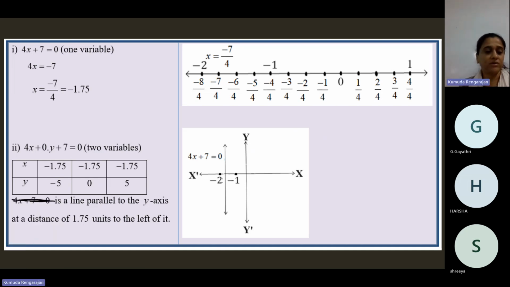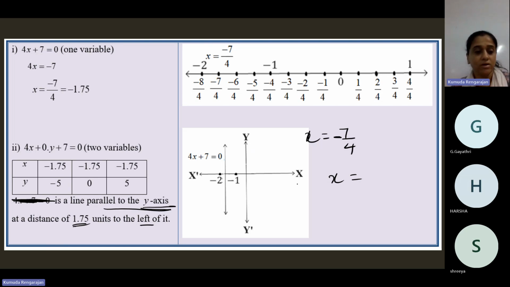So now let's frame this equation. It's a line parallel to the y-axis, so x is equal to. Distance is 1.75, which is also 7 by 4. Left or right? Left, so negative. Now cross multiply: 4x is equal to minus 7. 4x plus 7 is equal to 0 is the equation.